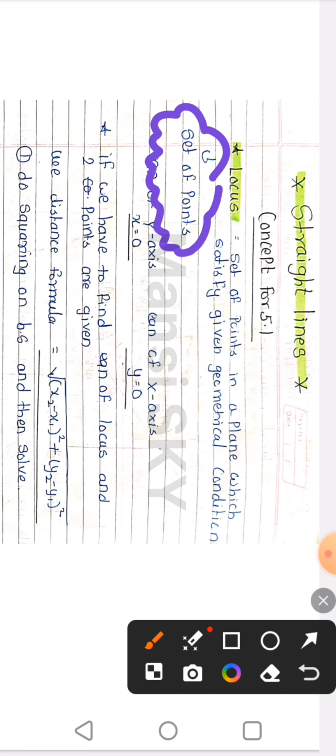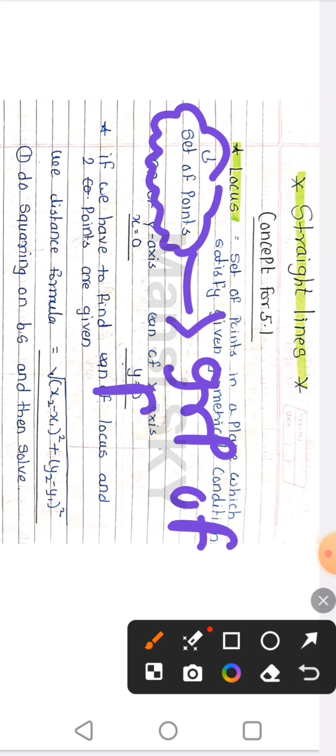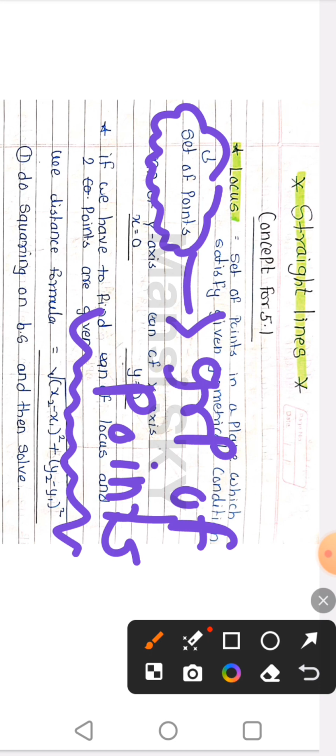What is meant by set of points? Set of points is group of points. Any group of points is nothing but locus. So yeah, this is a very easier definition for locus, so you don't have to get confused in the locus concept anymore because this is a very simple and easiest definition.